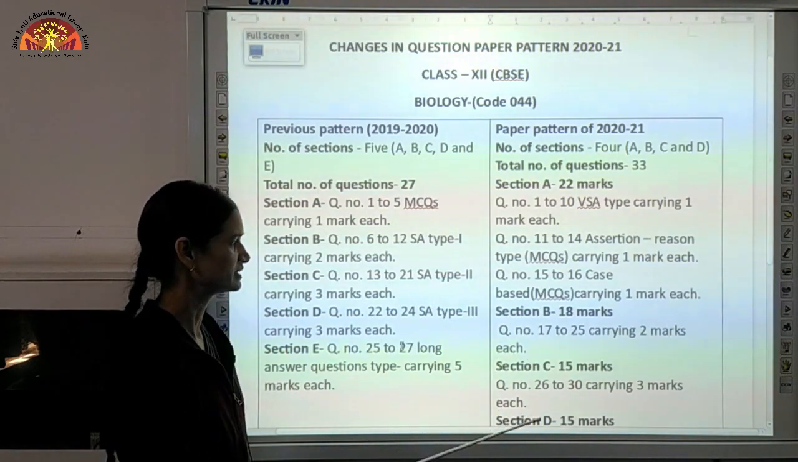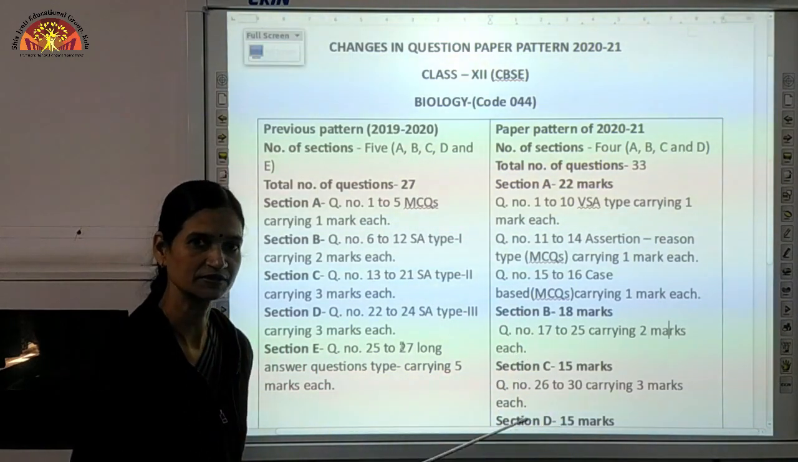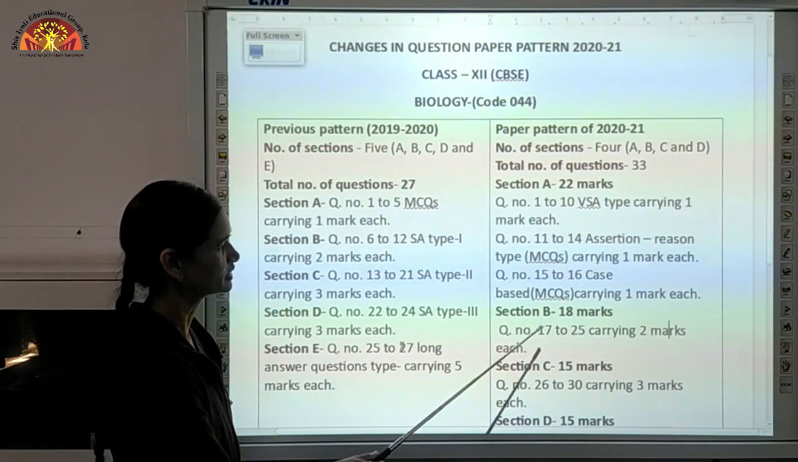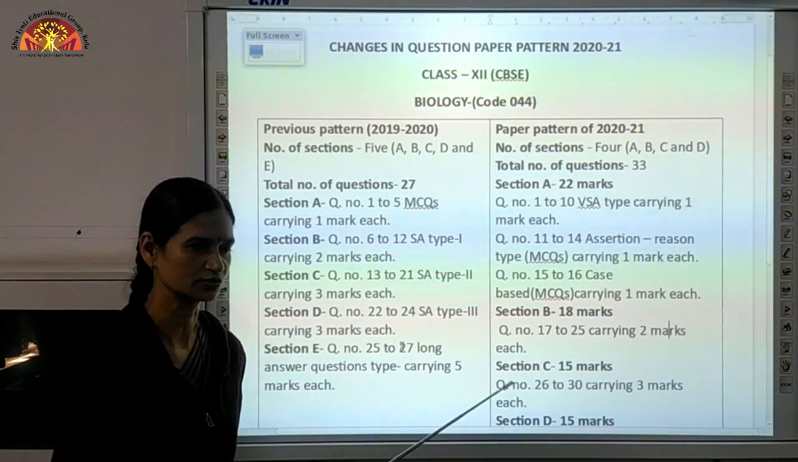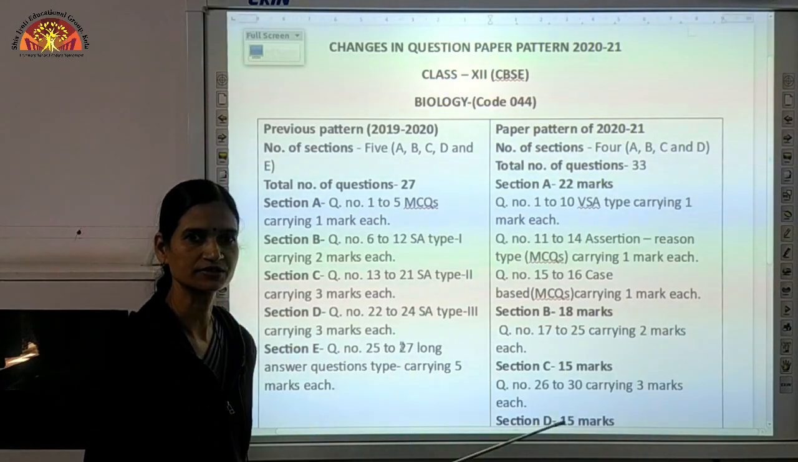But the section B, C and D are as the previous year only, पहले जैसे ही है. Section B of 2 marks, section C of 3 marks and section D of 5 marks each question, and choices are also there accordingly.